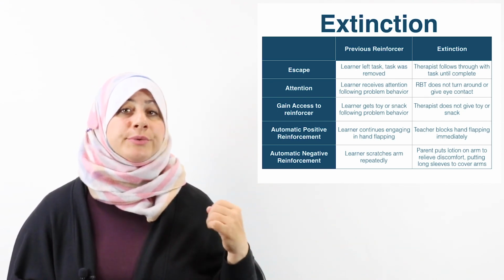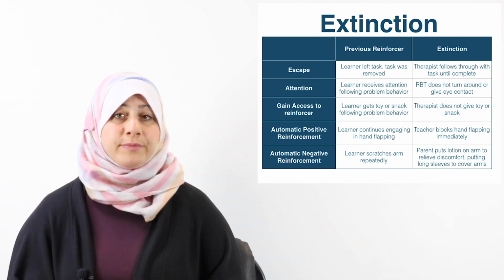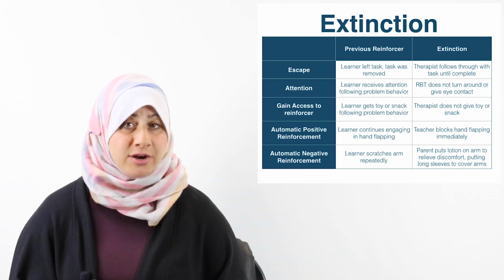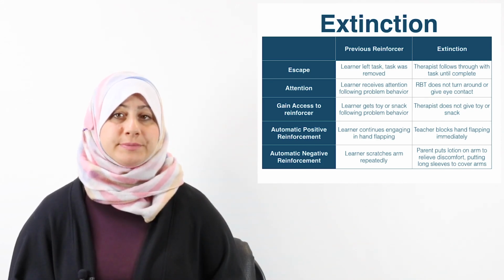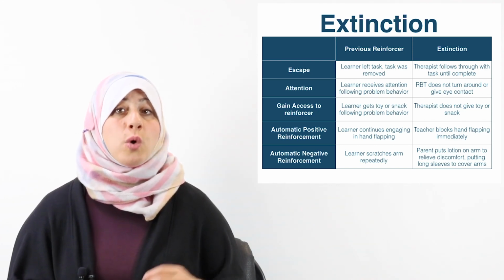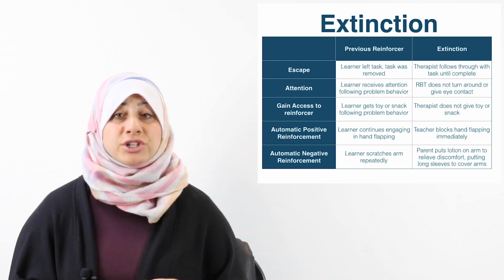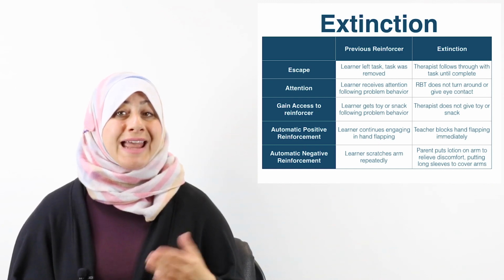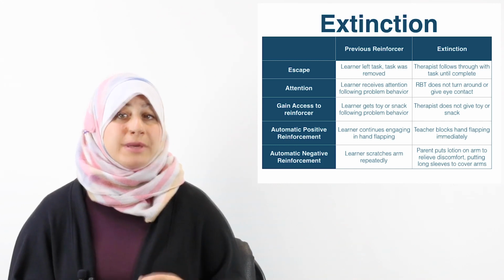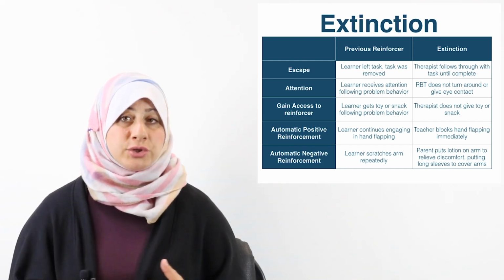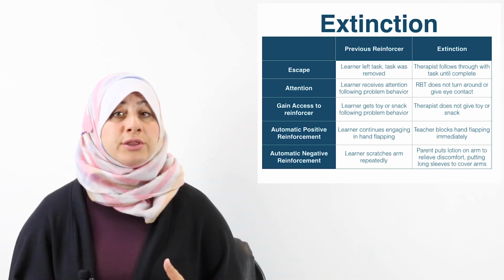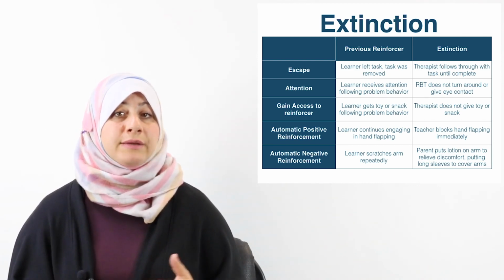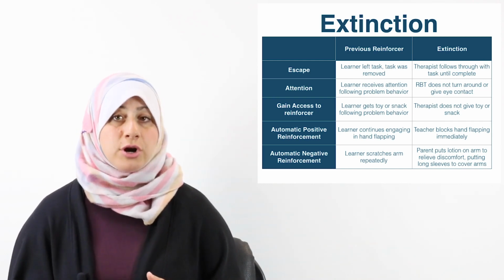The next one is the learner receives attention following problem behavior. In the extinction example, the RBT does not turn around to provide any type of attention, even eye contact, when the problem behavior occurs. The next one is the learner gets a toy or a snack following problem behavior. In the extinction example, the therapist would withhold the item. The next one, the learner engages in hand flapping. The extinction procedure may be that the RBT blocks the hand flapping using sensory extinction. And lastly, the learner is scratching their arm repeatedly, and the extinction procedure here could be that the parent puts lotion on their arms to relieve the discomfort, along with putting on long sleeves to cover their arms.